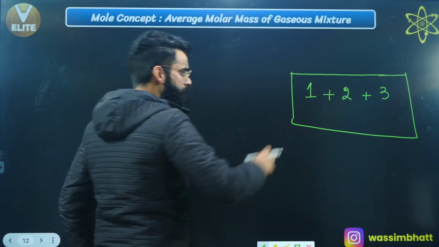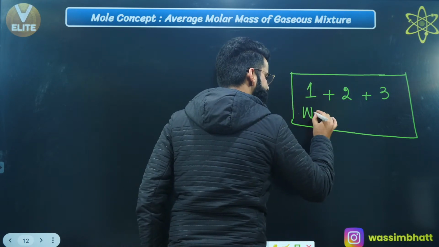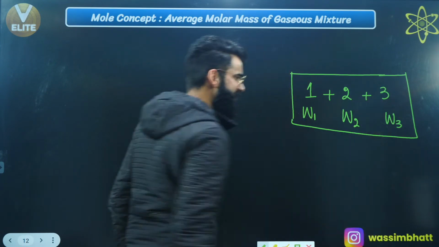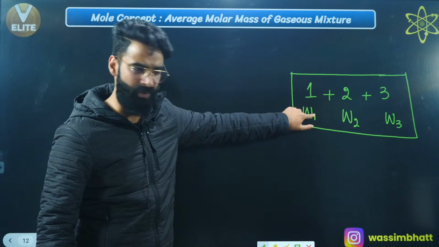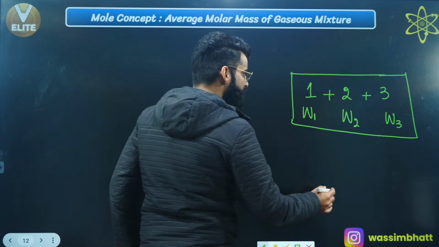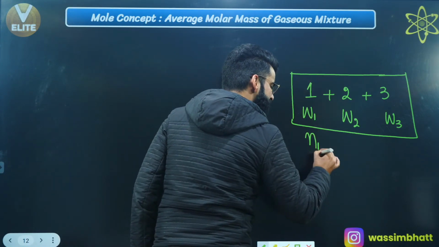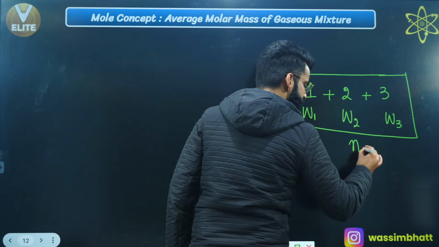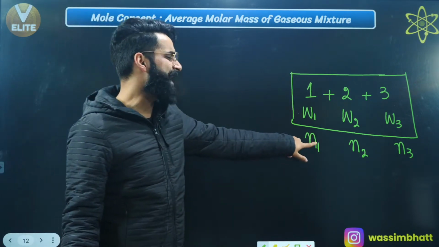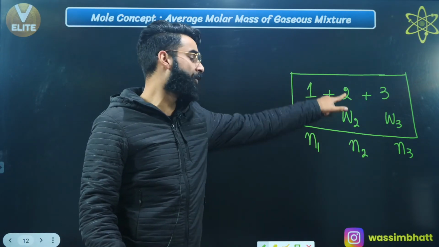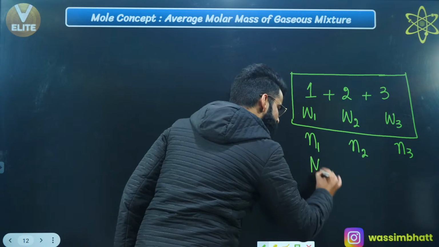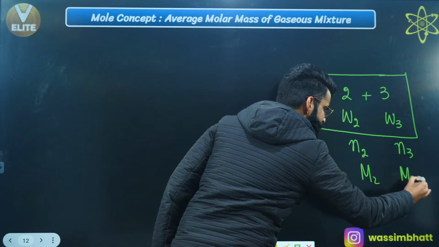Let's assume the mass of gas 1 in the container is W1 grams, the mass of gas 2 is W2 grams, and the mass of gas 3 is W3 grams, right? Let's assume the number of moles of gas 1 in the container is N1, of gas 2 is N2, and of gas 3 is N3. This is something which I'm assuming. Let's assume the molar mass of gas 1 is M1, of gas 2 is M2, and of gas 3 is M3, okay?